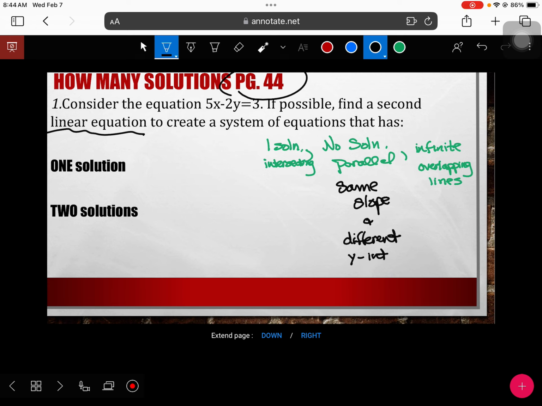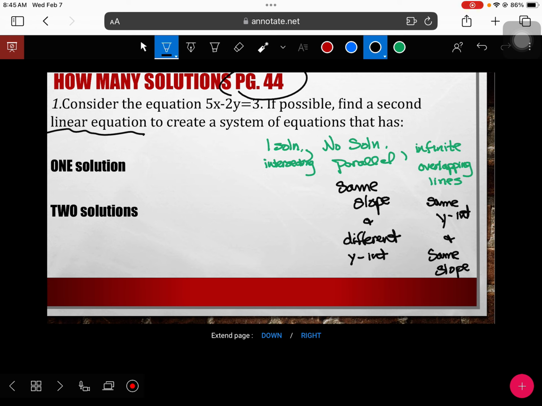What about infinitely many solutions in overlapping lines? They are going to have what? Talk to me about their slope and intercept. Same what? Same y-intercept and same slope.